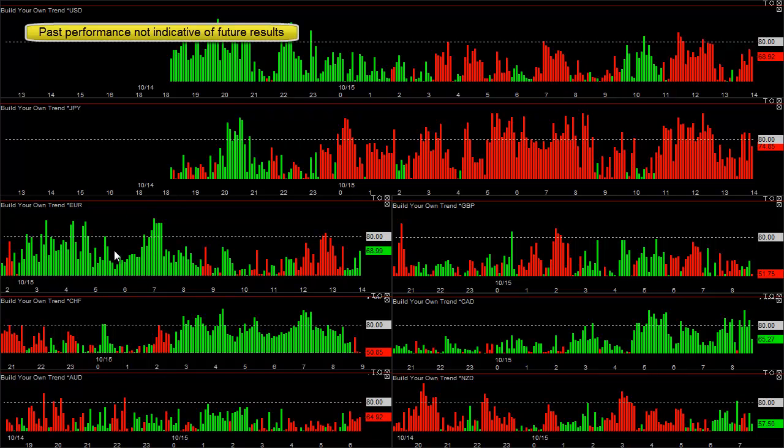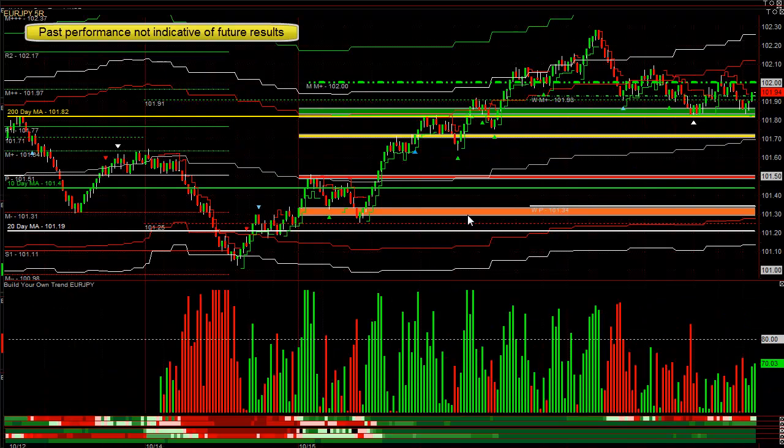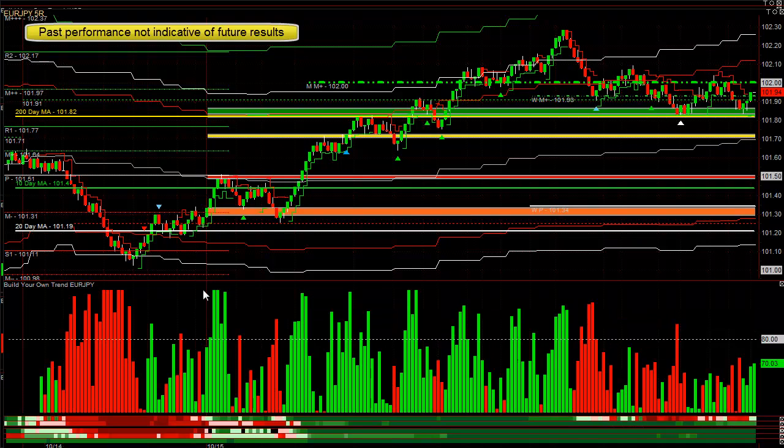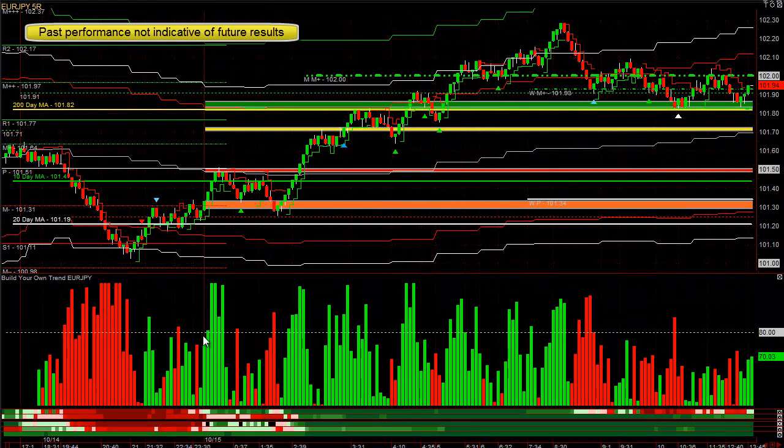So the euro, very strong. The yen was clearly weaker than the dollar. We want to buy the strong euro versus a weak yen, right? And look at this chart. Now, this build your own trend tool here, let me move this up a little bit. This one, I did not put any of the longer time frame trends into it because I want to show and see in real time.